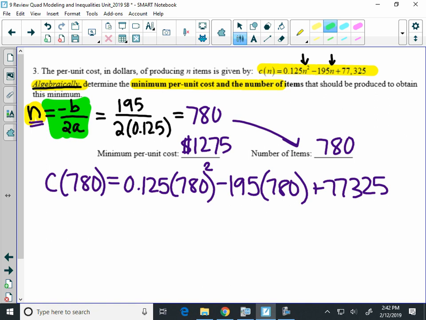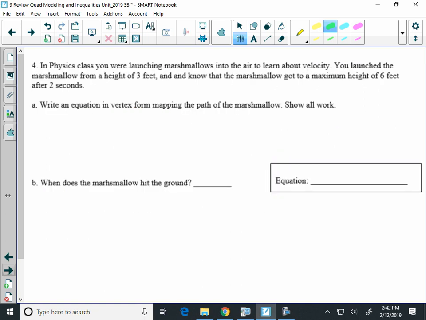All right, now we get to our challenge problems, 4 and 5. So number 4, it says in physics class you were launching marshmallows into the air to learn about velocity. You launched the marshmallow from a height of 3 feet and know that the marshmallow got to a maximum height of 6 feet after 2 seconds. Write an equation in vertex form mapping the path of the marshmallow. Now, the first thing you need to know is what vertex form looks like. And here's the basic format of vertex form.